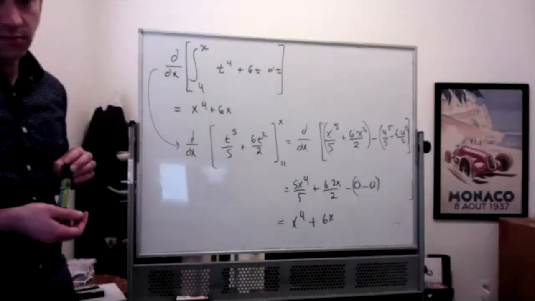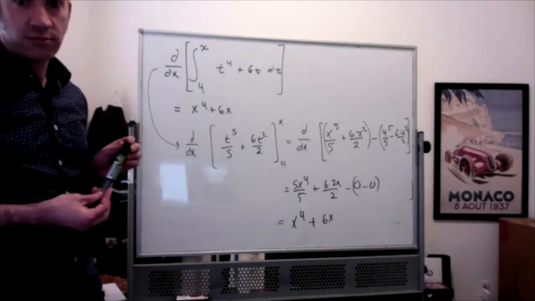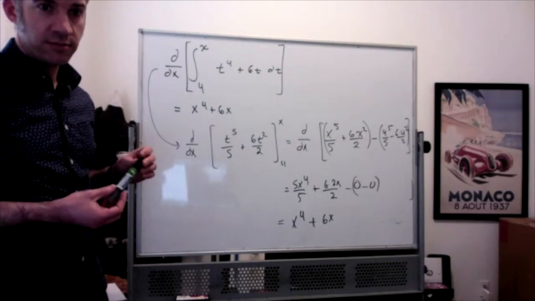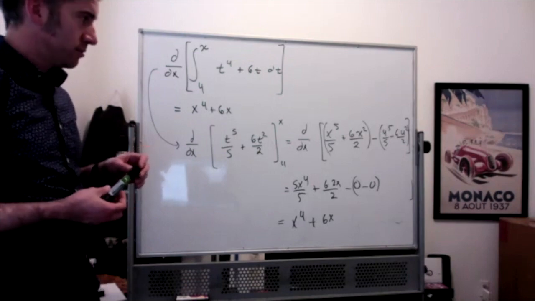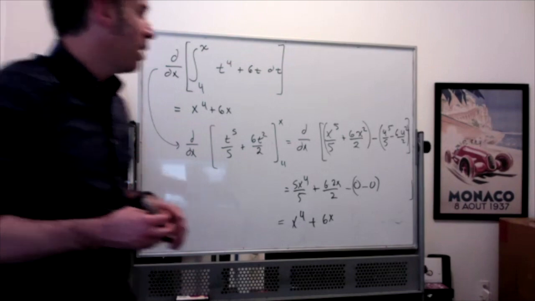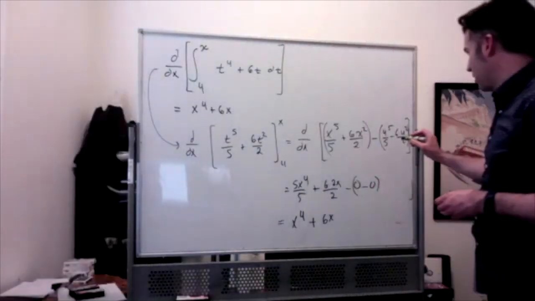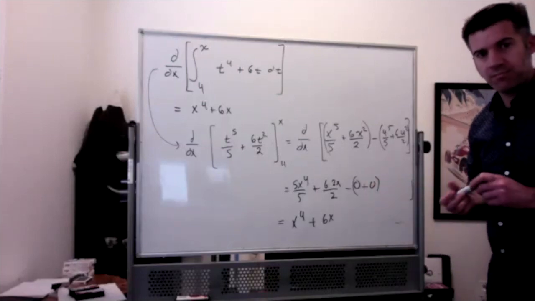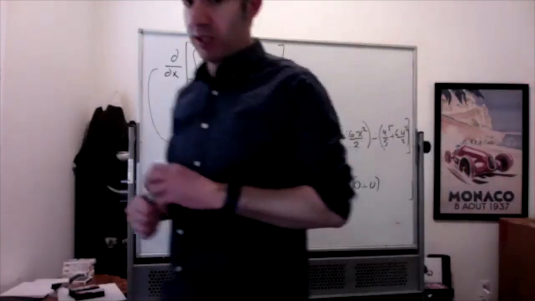I do have a quick question, James. For when we had minus parentheses 4 to the 5th divided by 5, would that be a plus or a minus? Oh yeah, that should be a plus. I'm sorry. Yeah, it's a plus. Apologies. Okay, I just wanted to clarify. Thank you, James. I appreciate the clarification.